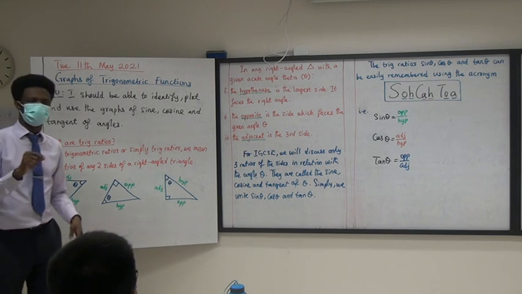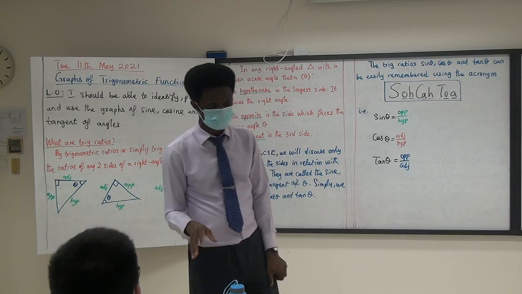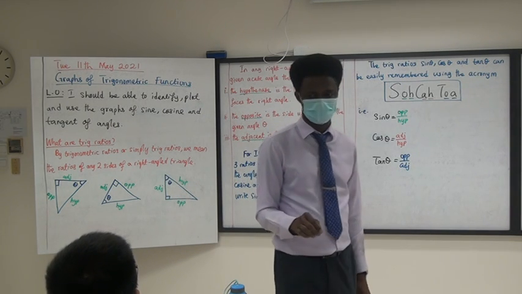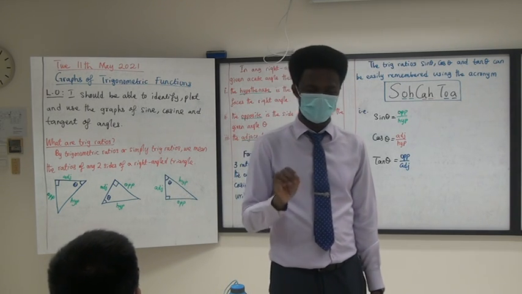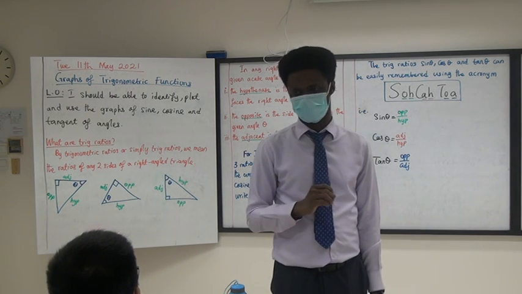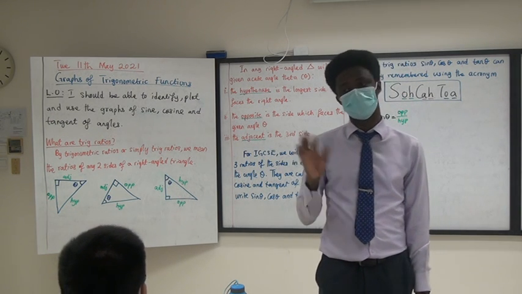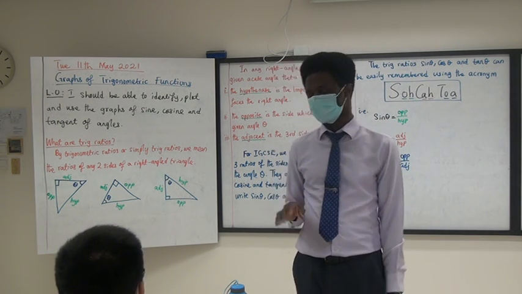We call these trigonometric ratios. What did I call them? Trigonometric ratios. Say that. Trigonometric. Ratios. Simply put, we just say trig ratios. Okay? We call them trig ratios.